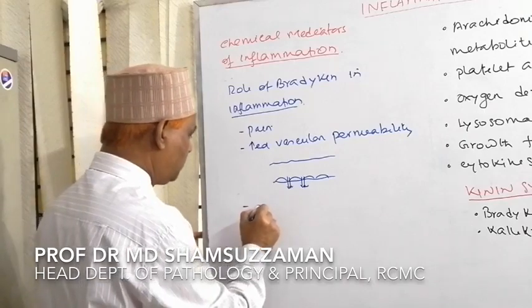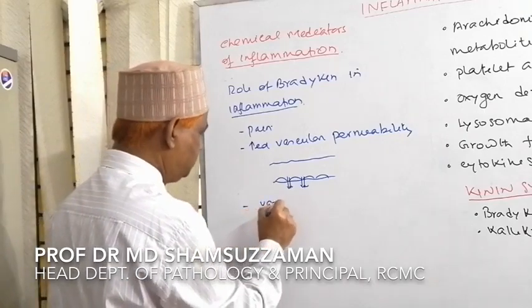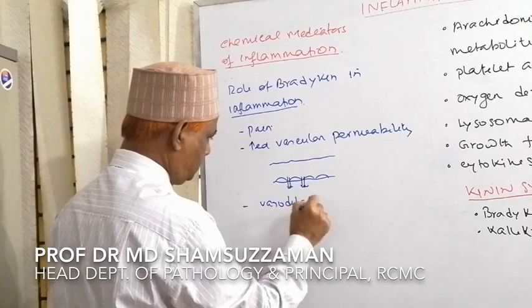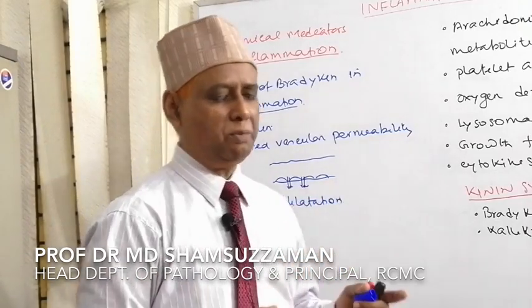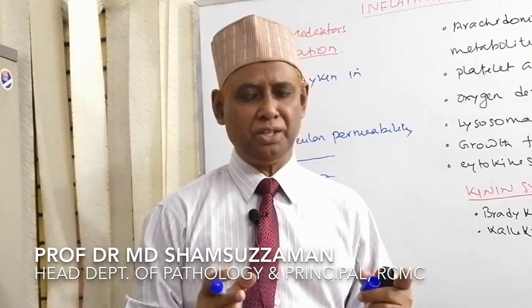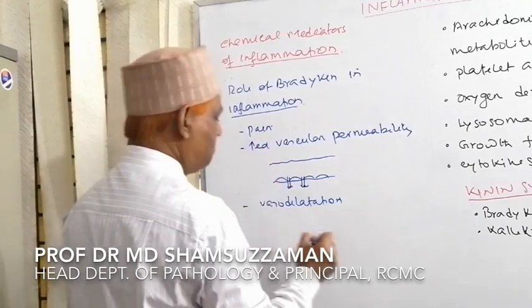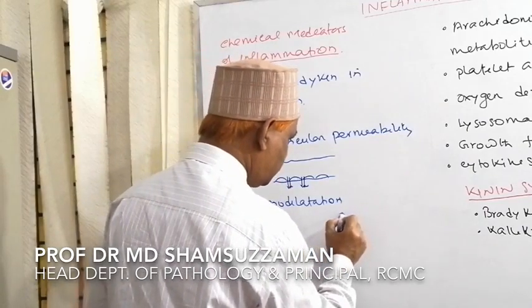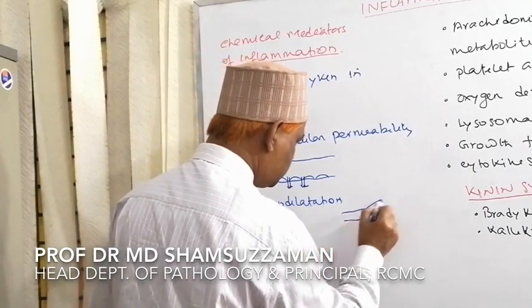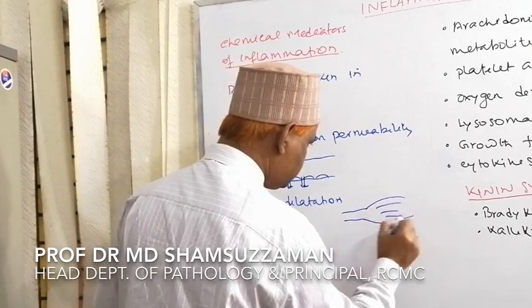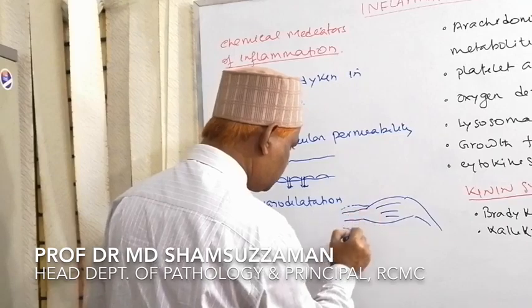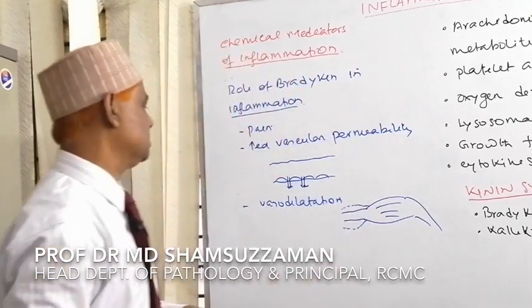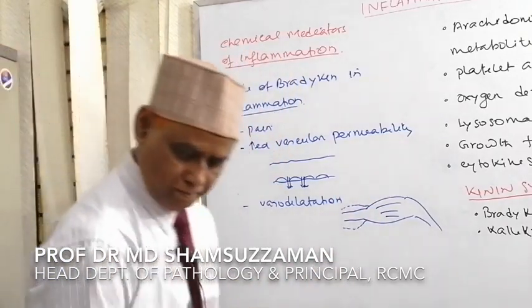Then it is also associated with vasodilatation. In acute inflammation, there is first initially arterial constriction, then there is dilatation. And this bradykinin is associated with the vasodilatation. If the normal arteriole, these are capillaries, this is the venule, it causes dilatation of the vessel. So this is associated with the vasodilatation.